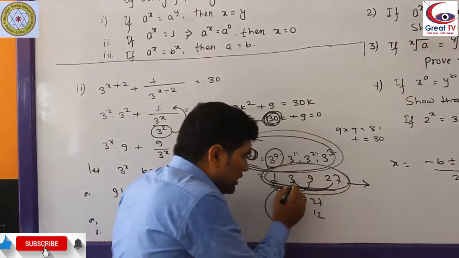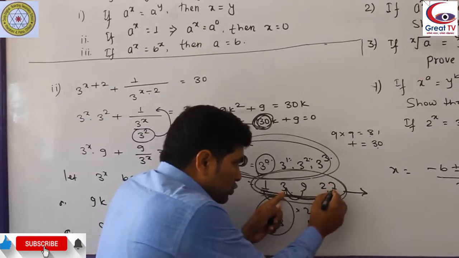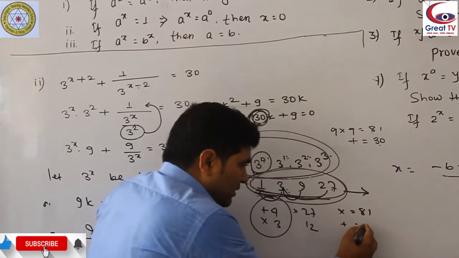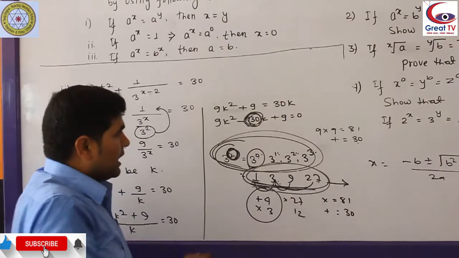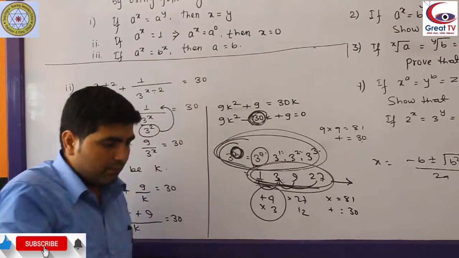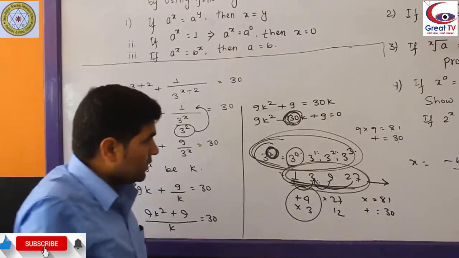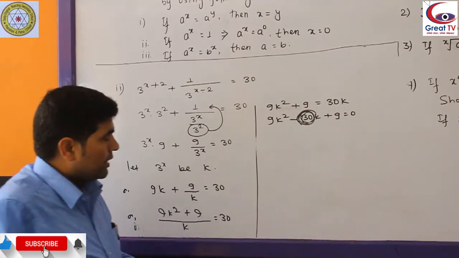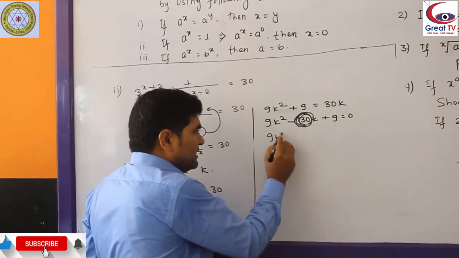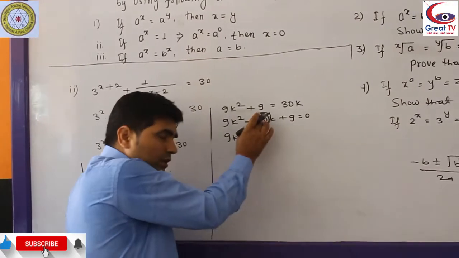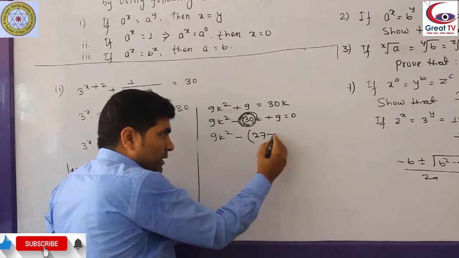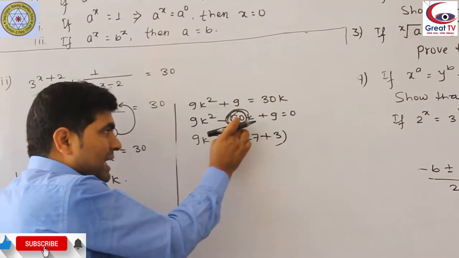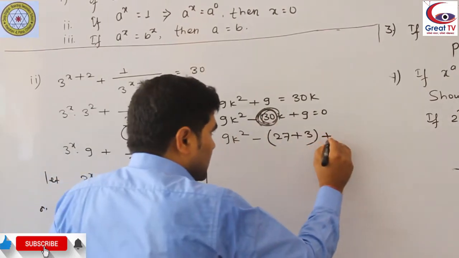Then 3 and 27: 27 times 3 is 81, and the addition is 30. Yes, it works. Now we can put here 27 plus 3. Dear students, now 9k square minus, what can we put here? That 27 plus 3, whose multiplication value is 81 and addition value is 30.